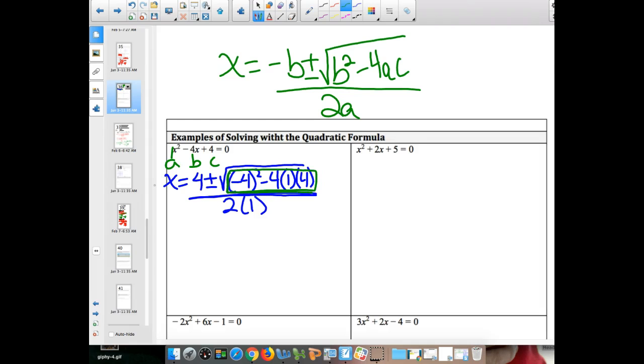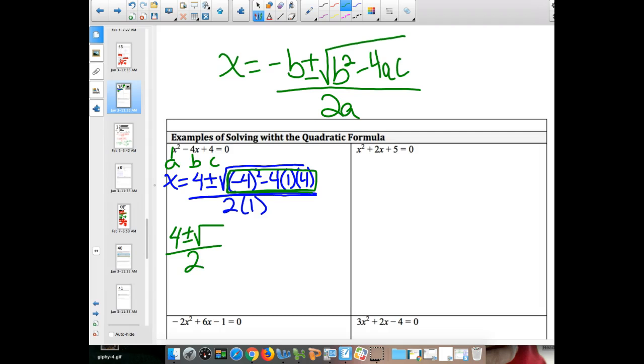Notice I have parentheses around the negative 4. Your calculator is not smart enough, so just plug in this part here, do not square root it. So all we're going to be left with then is 4 plus or minus whatever we find out is in there, and then on the bottom here we just have 2 times 1, so I'm going to have 2.